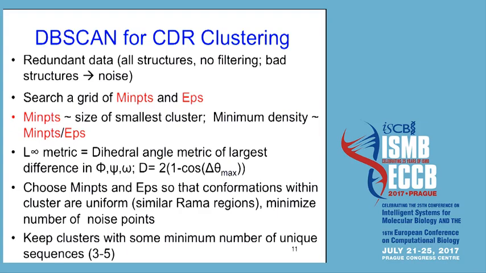And then finally, once we get the clustering, as I said, we're using redundant data. We might get some clusters that have all exactly the same sequence, maybe 10 structures of one antibody that were determined by one group, and it's the same sequence. I don't want that to be a cluster in our updated nomenclature, so we're going to filter those out.